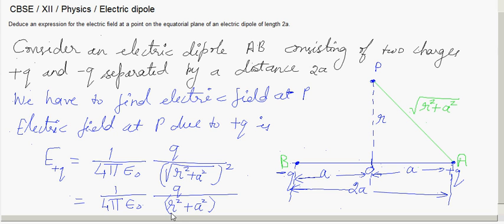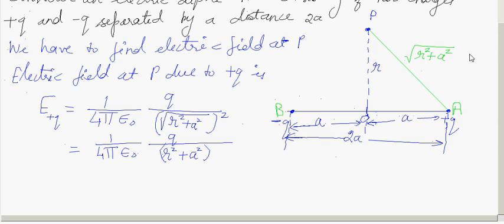The square root and square cancel. So E plus q is 1 by 4 pi epsilon naught into q divided by r square plus a square. The direction of this is away from plus q, so the direction of this field is along AP. If I mark the electric field, this is E plus q.